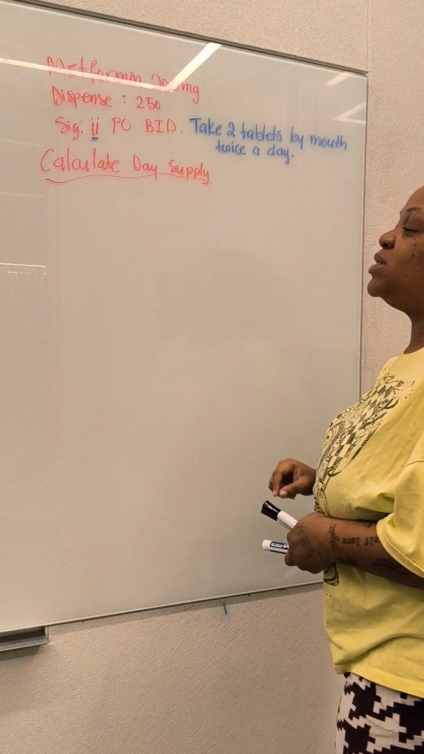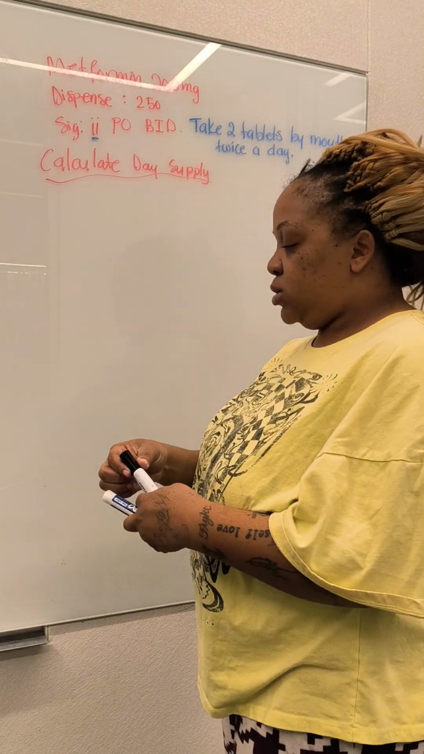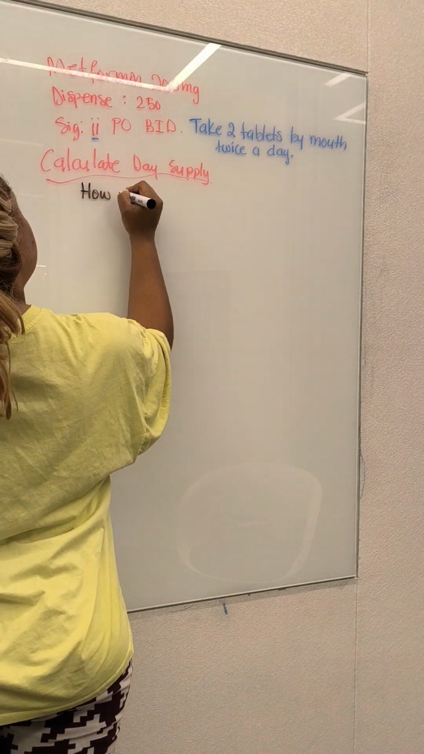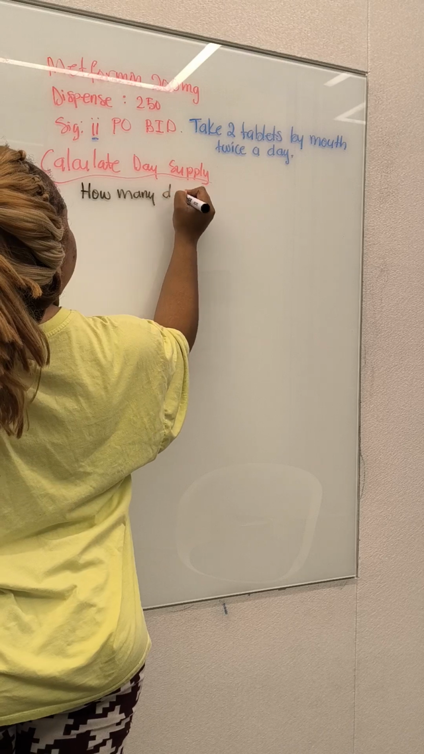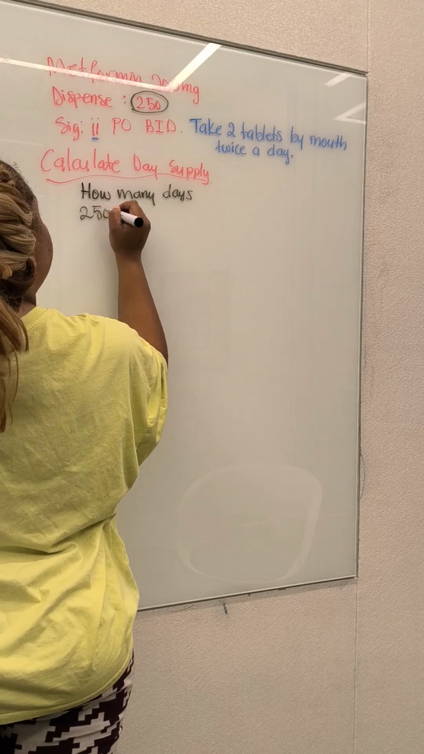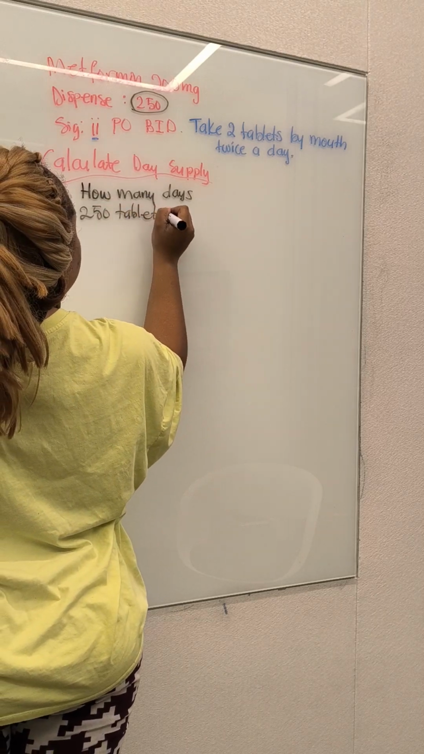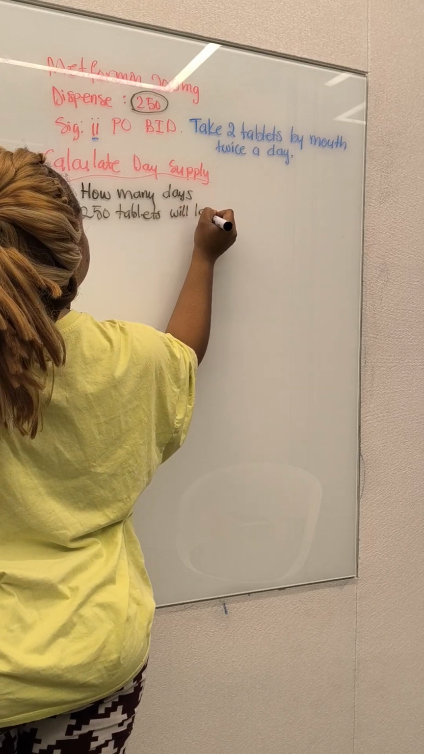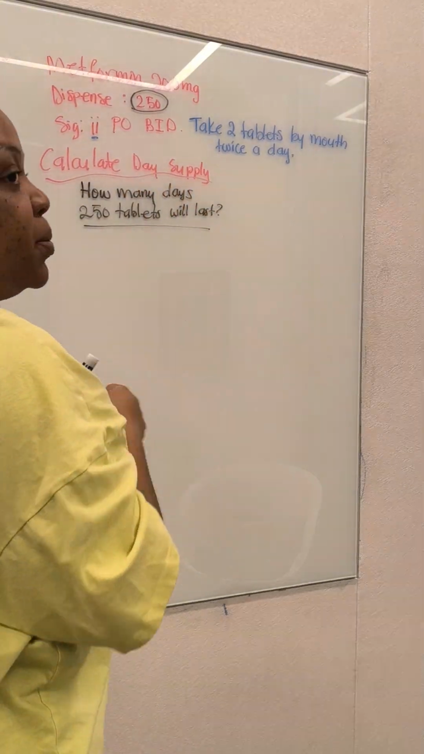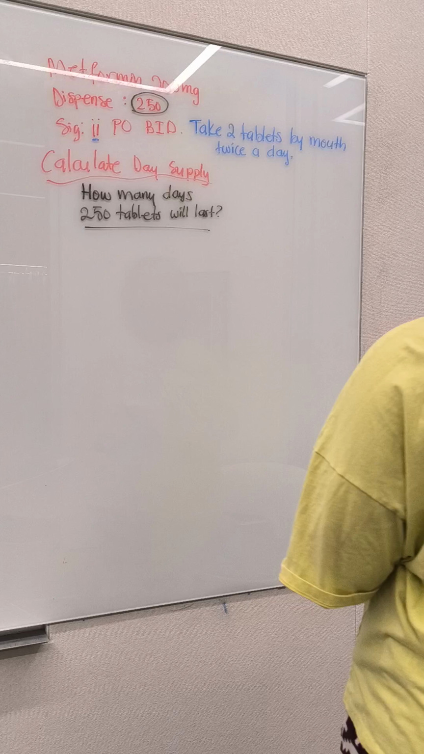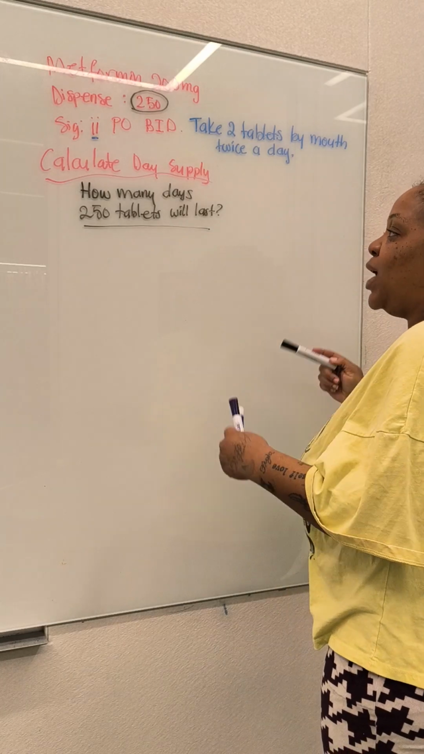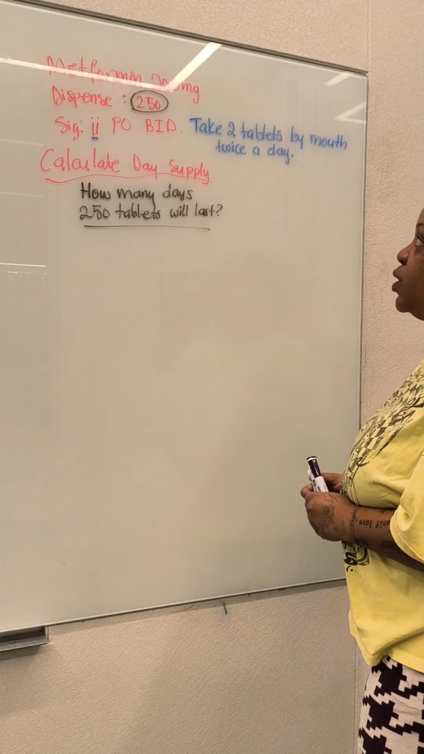Calculate day supply. That means that you need to calculate how many days the 250 tablets will last the patient if they're taking it at this rate, right? This is what we're basically calculating. If you're like, wait, what am I supposed to calculate? This is what you're calculating. When I say calculate day supply, it means how many days the amount that you are dispensing is going to last the patient. So here's how we're going to break it down.